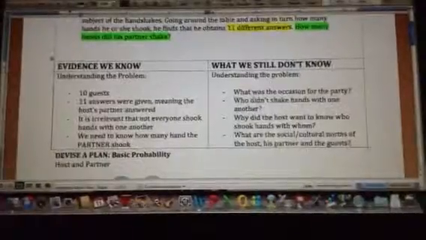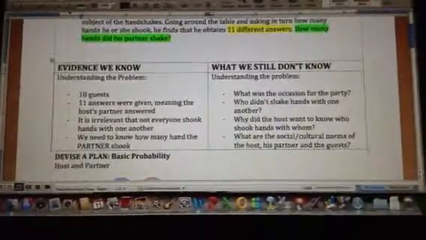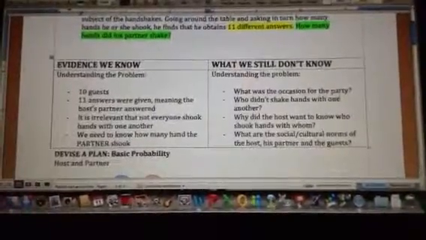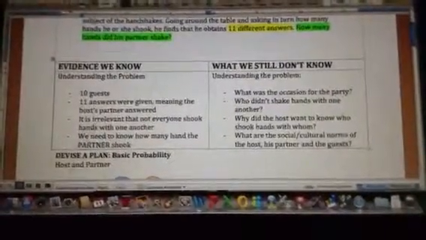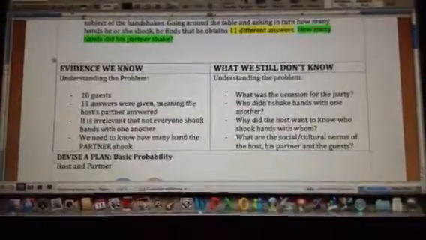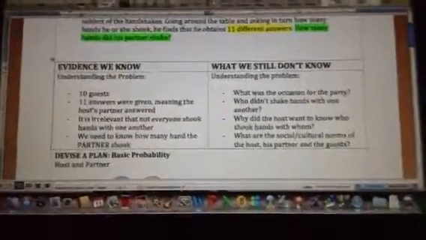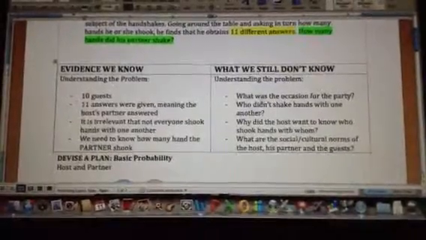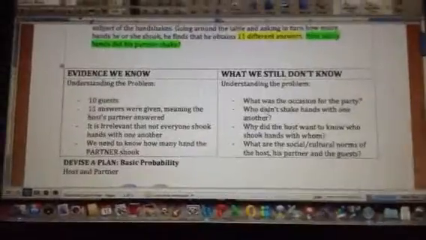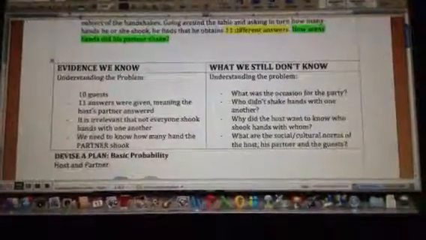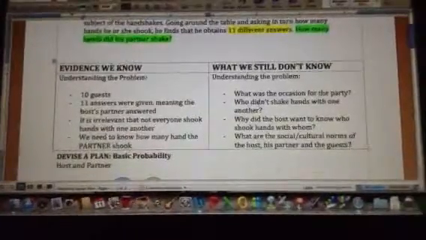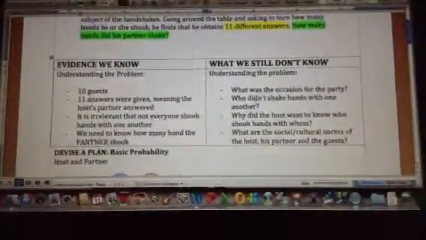What we don't know is what the occasion was for the party. Might not seem like a huge detail, but in a story problem like this, if this was a scenario where the partner was being introduced to everybody, that would have definitely affected how many hands he shook. We don't know who shook hands and who didn't shake hands with one another. Now that is key information, because if we know who didn't shake the partner's hand, that would give us a big hint on how many hands he actually shook.